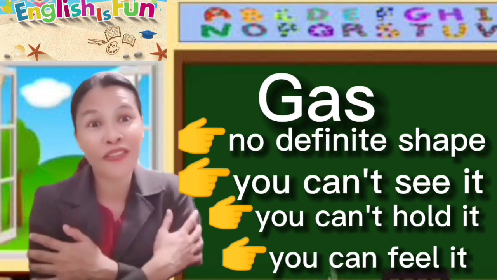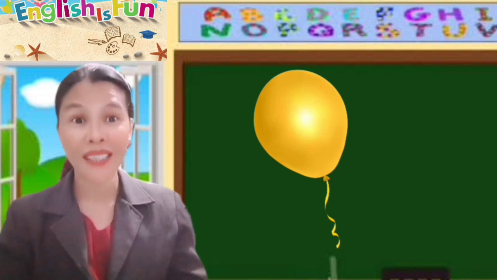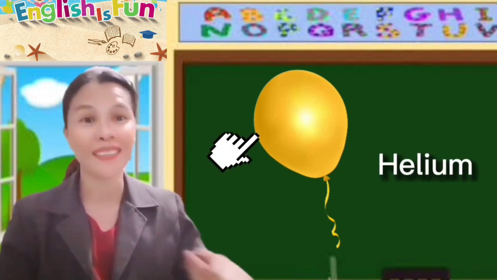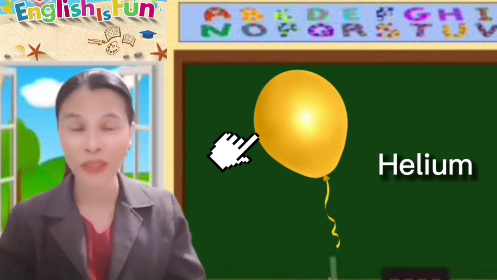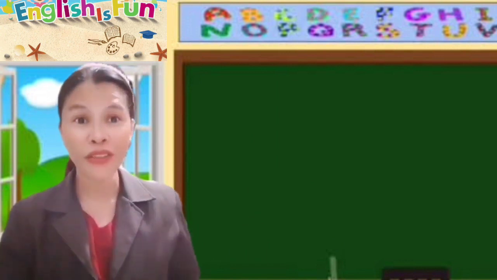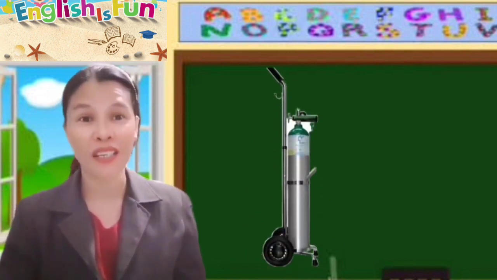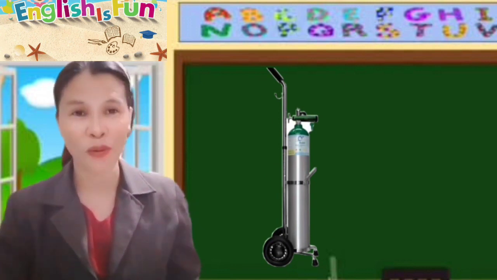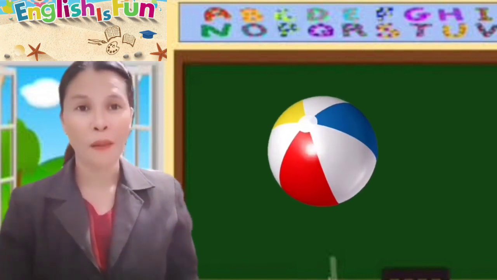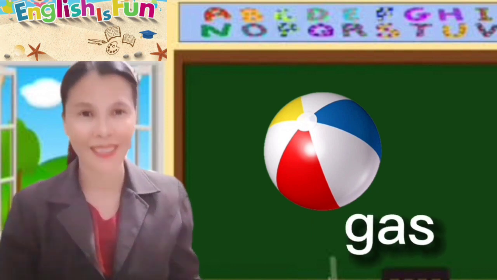But you can feel it. An example is the balloon. The gas inside the balloon is called helium. We cannot see the gas inside the balloon. We cannot hold the air inside the balloon. Another example is the oxygen tank. Inside the tank, there is also gas. We call that oxygen. Another example is a ball. Basketball, football. Inside that ball, there is also gas.